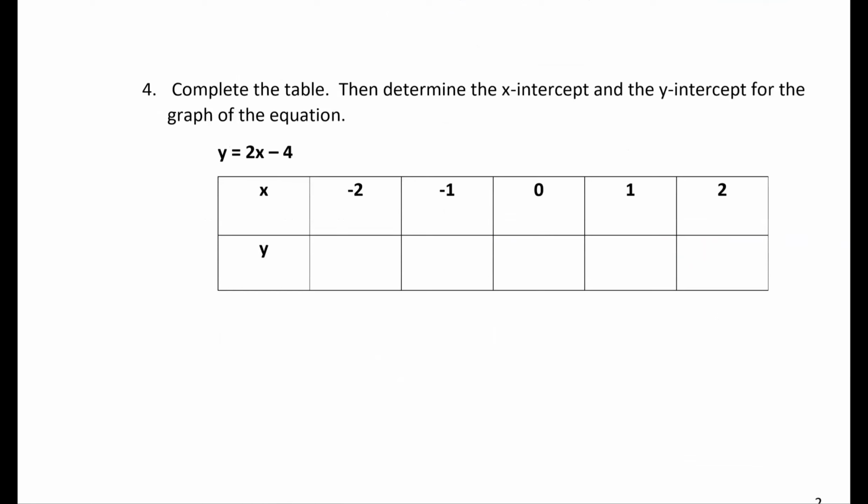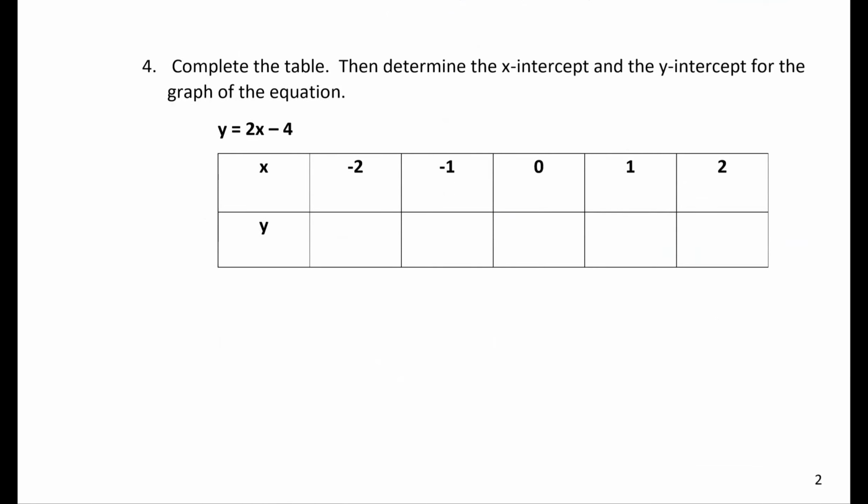Number 4, complete the table, then determine the x-intercept and the y-intercept for the graph of the equation y equals 2x minus 4. So if we substitute in -2 for x, -2 times 2 is -4, -4 minus 4 is -8. If we substitute in -1, the value for y is -6. If we substitute in 0, y would be -4, and so on.